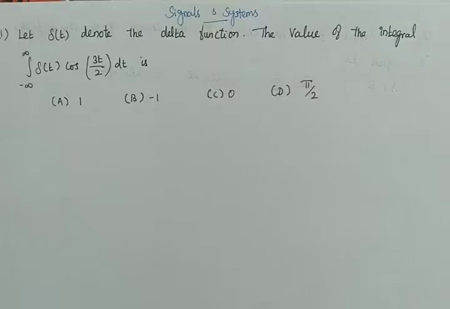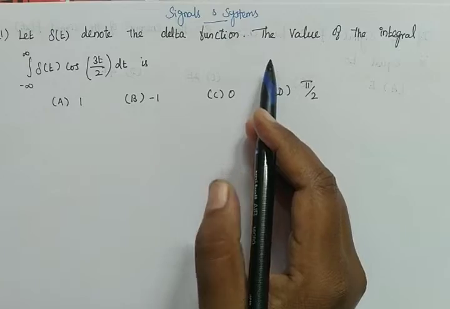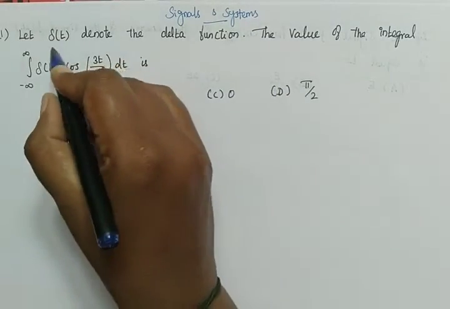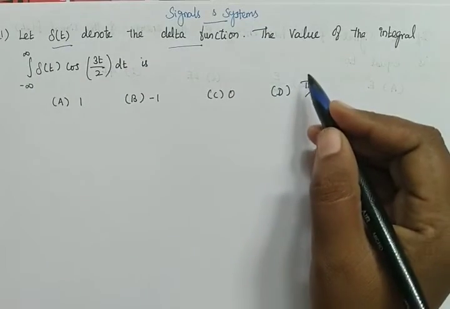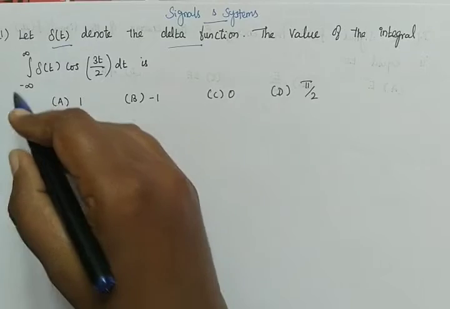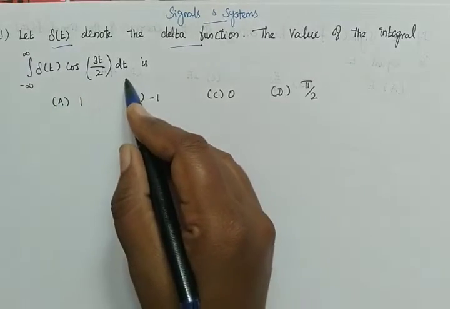Good morning. Today we will see a few problems in signals and systems. This is a previous year GATE question. Let δ(t) denote the delta function. We have to find the value of the integral from minus infinity to plus infinity of δ(t) cos(3t/2) dt.